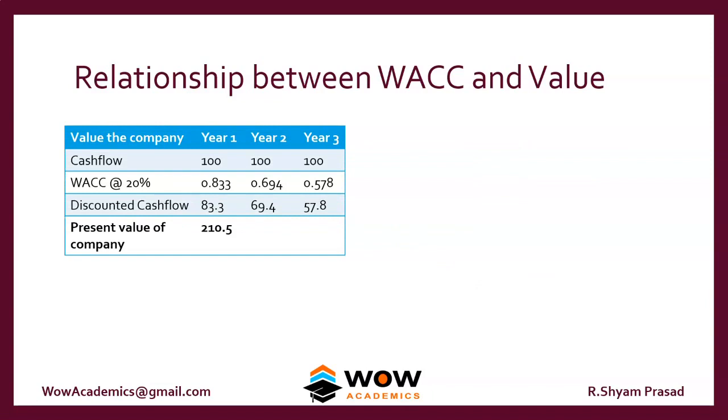We can look at this table to find out the relationship between the WACC and the value of a company. The WACC can also be used as a discount factor percentage to value a business. For example, here we'll take a company that has a cash flow of 100 rupees each year for 3 years. We'll assume that the company has a weighted average cost of capital of 20%. So for the first year it's this number, second year this number, and third year this number, which is the discount factor. We get a value for this company of 210 rupees if discounted at 20%.